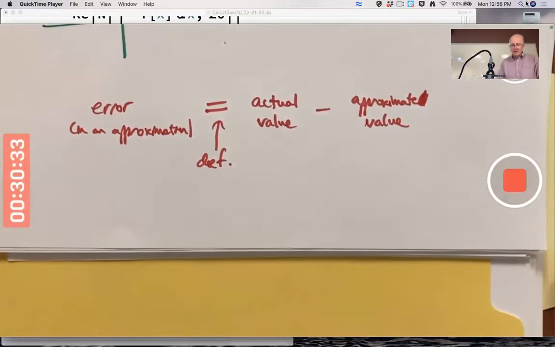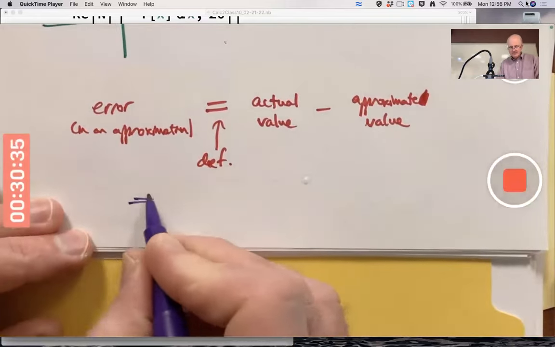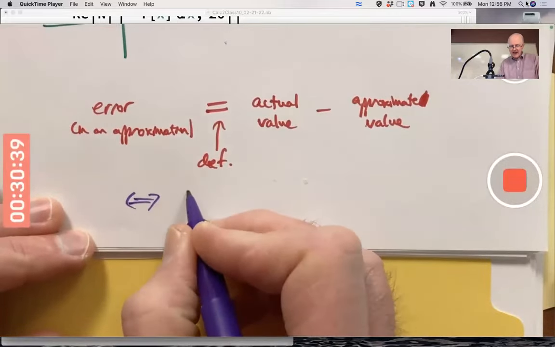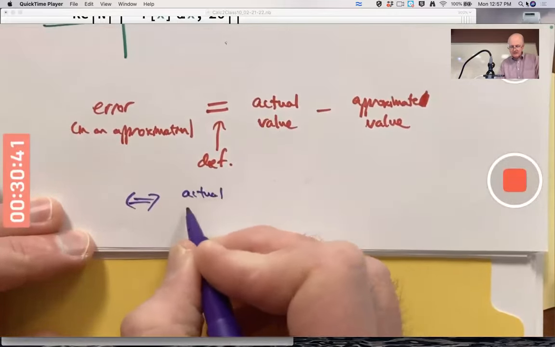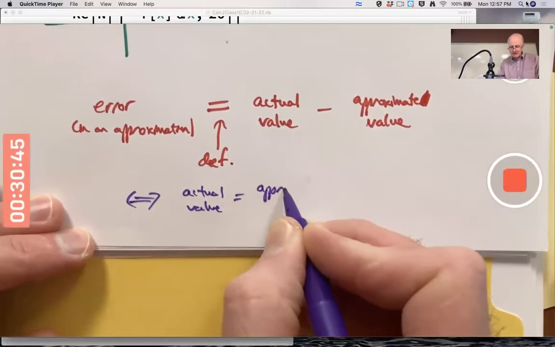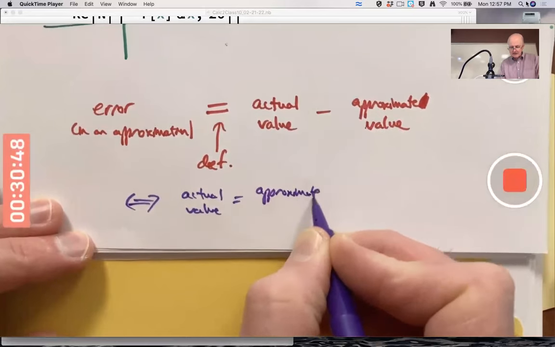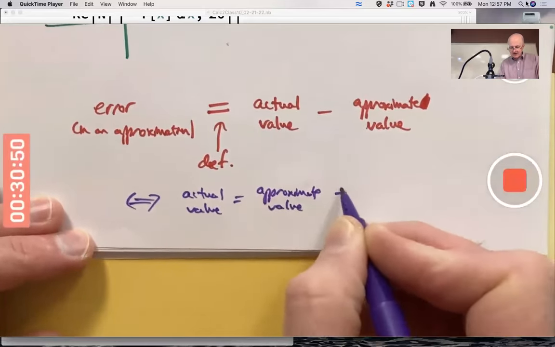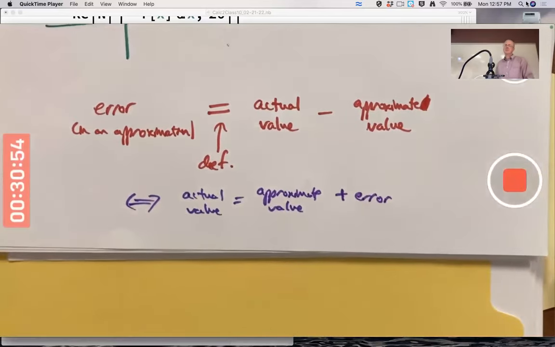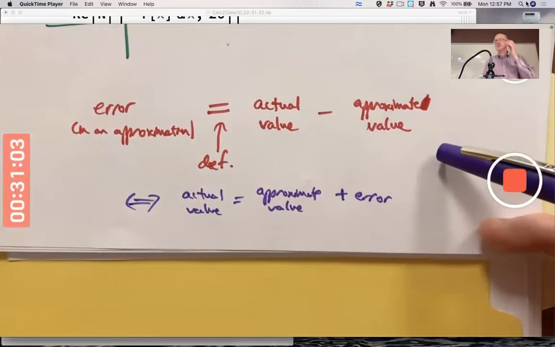This does turn out to be equivalent to another equation found by adding the approximate value to both sides. You could say the actual value is the approximate value plus the error, is another way to think about the exact same equation. It is worthwhile, especially today, to keep track of when your error is positive and negative.